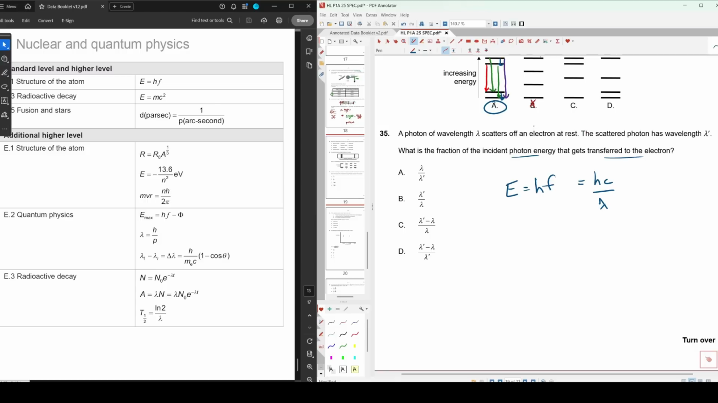So how much, a fraction, silly. How much energy gets transferred is going to be how much energy the photon loses. So like I got energy at the end, energy at the beginning. That's how much energy gets transferred to the electron, right? And then I would divide by the fraction of the incident photon energy. I would divide by the energy before it did its thing.